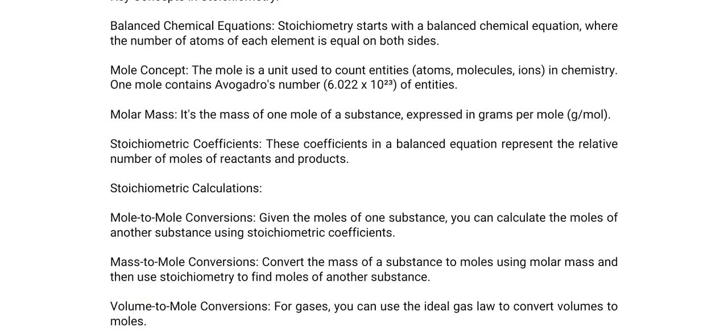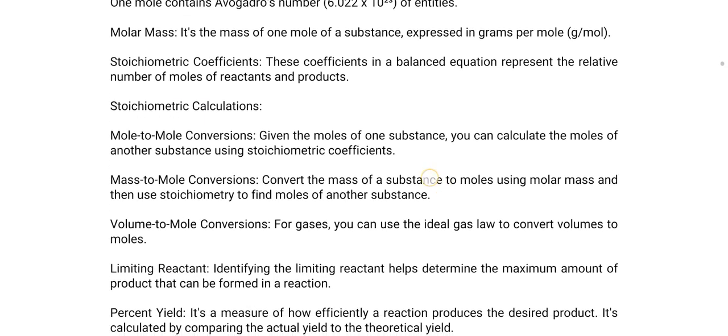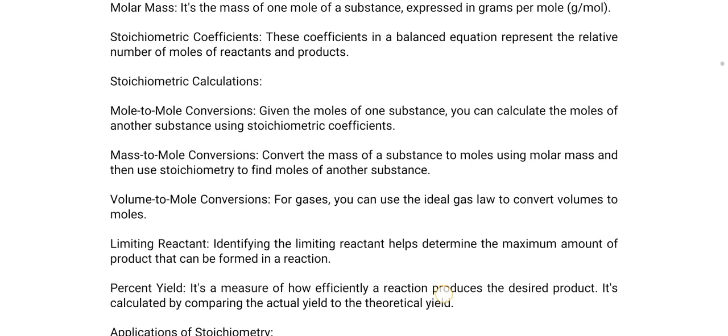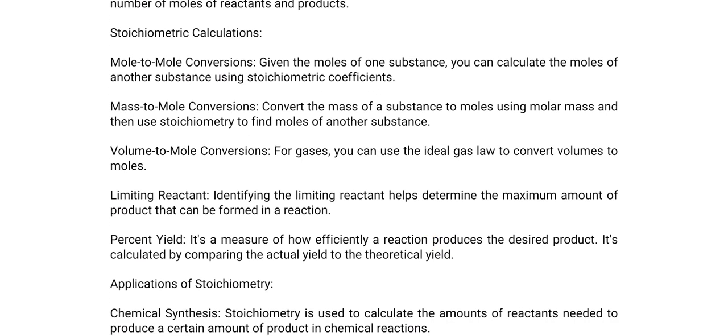Then stoichiometric calculations, mole to mole conversions. Given the moles of one substance, you can calculate the moles of another substance using stoichiometric coefficients. Then mass to mole conversion. Convert the mass of a substance to moles using molar mass and then use stoichiometry to find moles of another substance. Then volume to mole conversions. For gases, you can use the ideal gas law to convert volumes to moles.